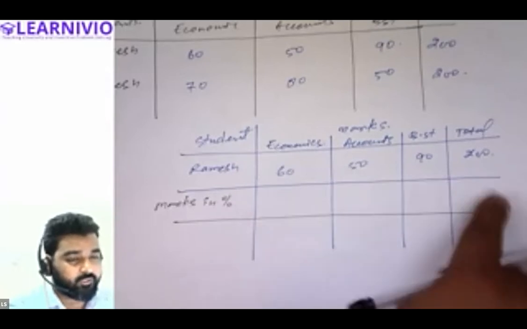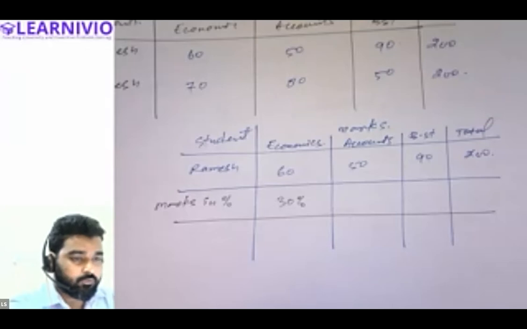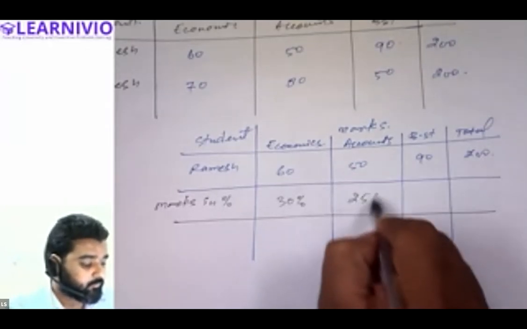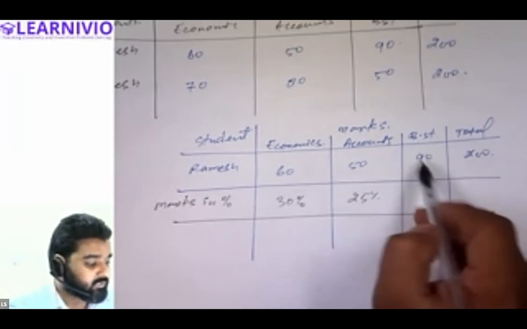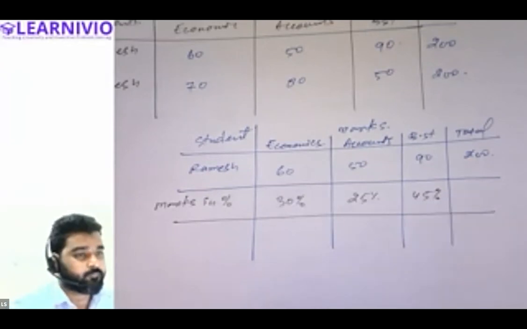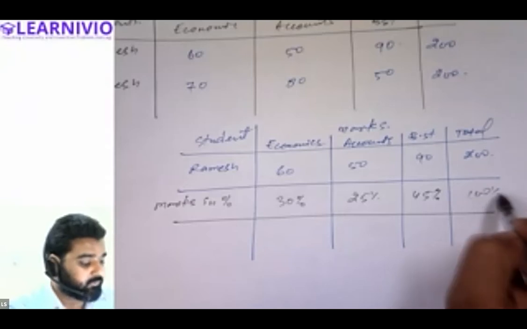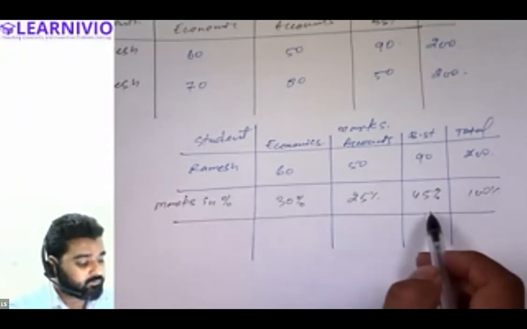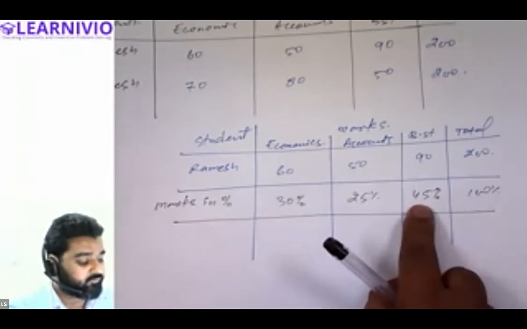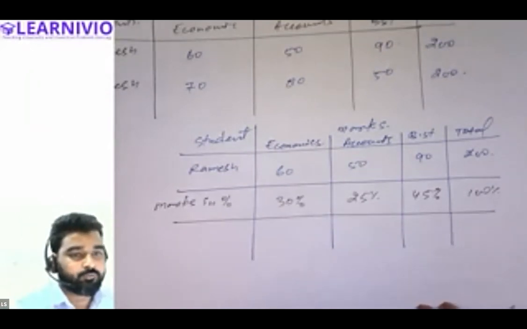This will be 30% of 200, right? So we will be writing 30%. All right. Similarly, 50 is how much of 200? So this is very simple, 25%. And 90 is how much of 200? This will be 45%. And 200 is how much of 200? So this is 100%. Make sure the collective percentage of these marks must be equal to 100%. So 30 plus 25 is 55%. 55 plus 45, it should be 100%. Correct? So we have converted the marks scored by Ramesh in terms of percentage.